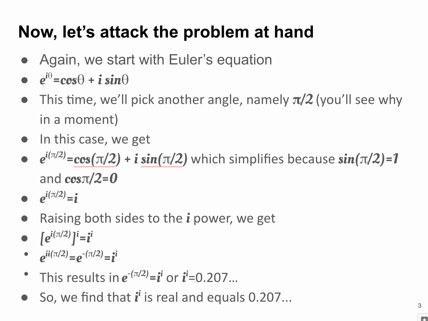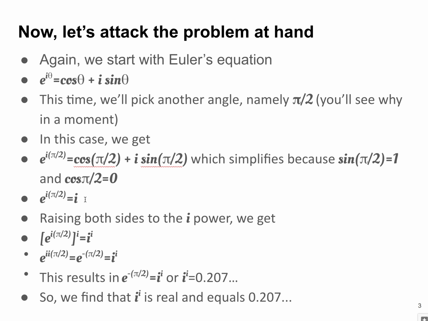So now let's go to the next page. Here's Euler's equation again, but this time we're going to pick a different angle. That is, theta actually refers to angles. We can talk about that in a bit. We pick pi over 2. Once again, things simplify. e to the i pi over 2 is equal to cosine pi over 2, which happens to be, as I note here, equal to 0. And i times the sine of pi over 2, and sine of pi over 2 is 1, so we actually get this result. e to the i pi over 2 equals i.